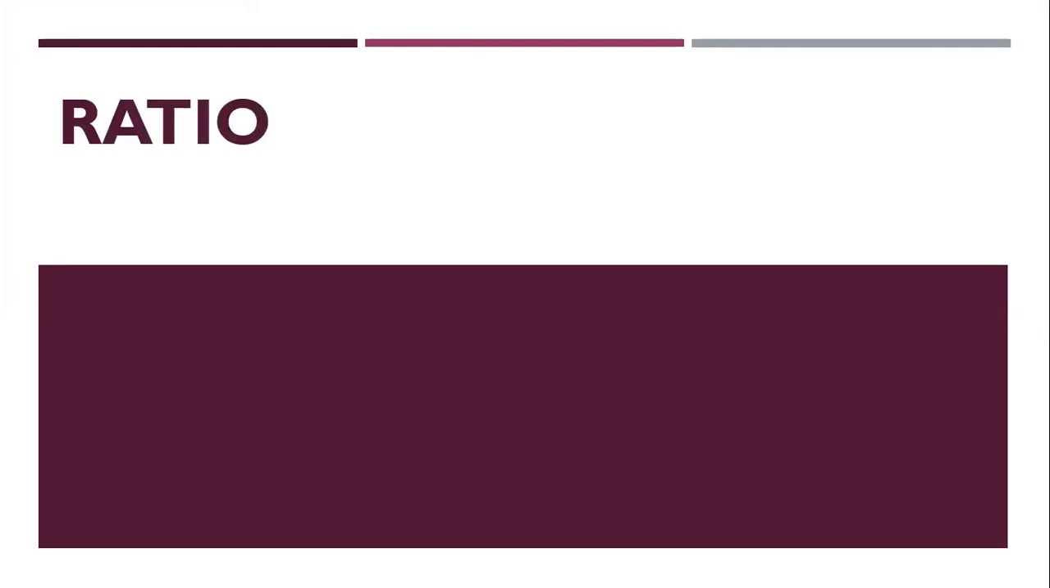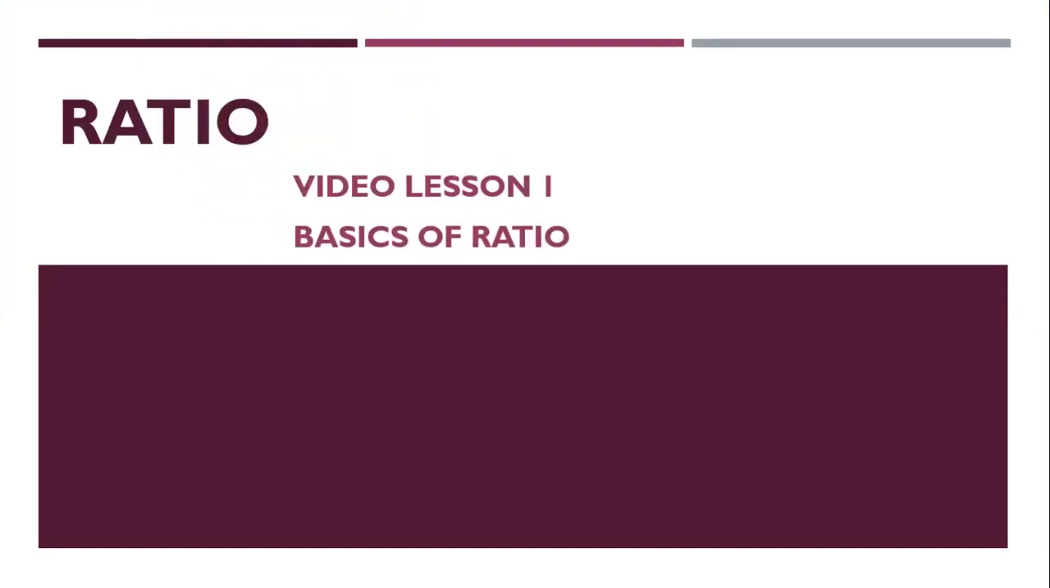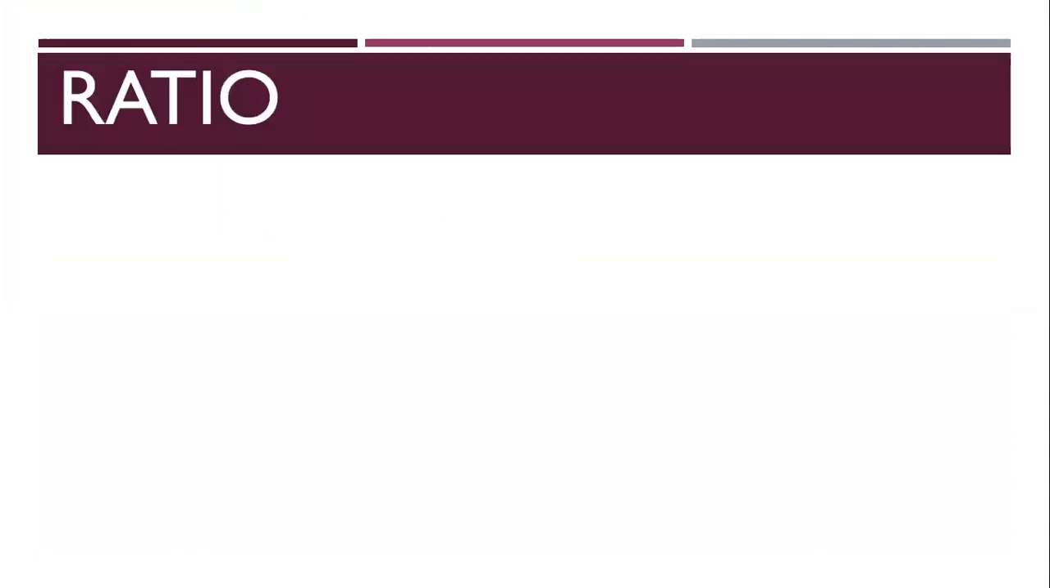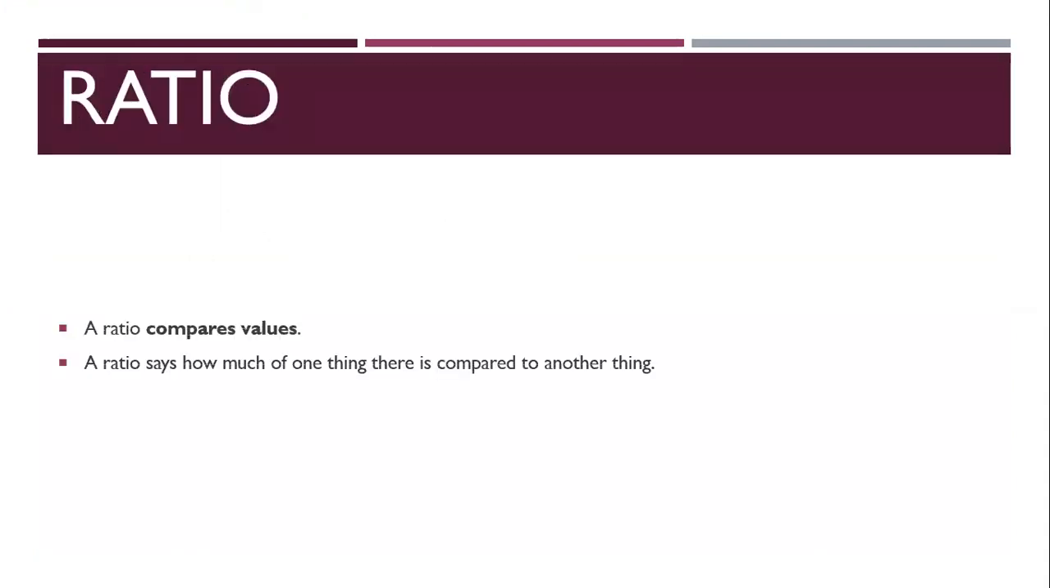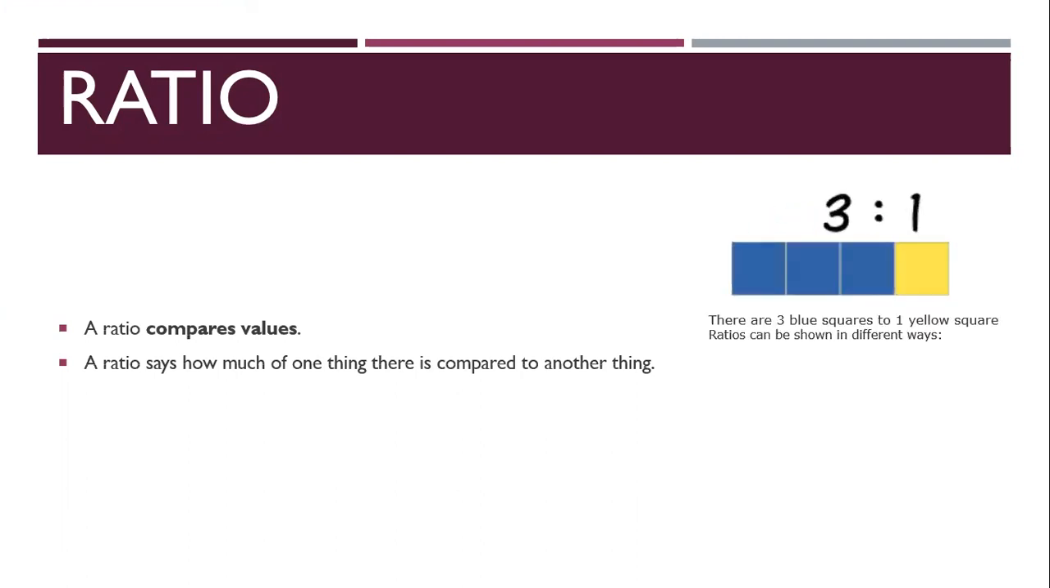This video lesson is the first video lesson of Basics of Ratio. So let's talk about ratio today. A ratio means to compare two values. A ratio says how much one value is compared to another thing. For example, if there are 3 blue squares to 1 yellow square, we know that the ratio of blue squares to yellow squares is 3:1.